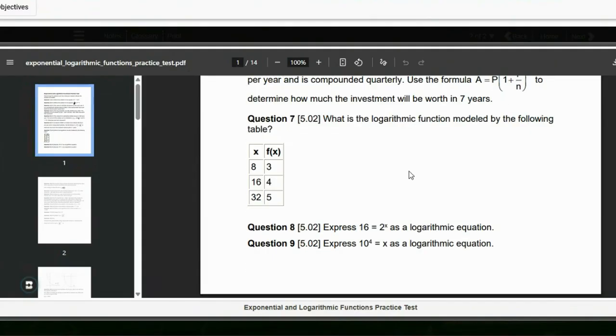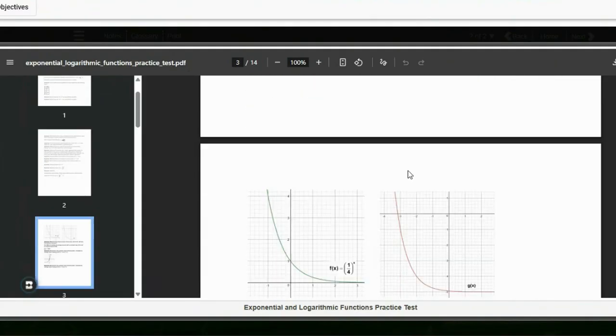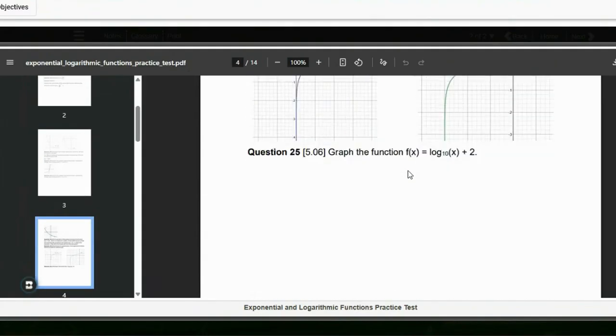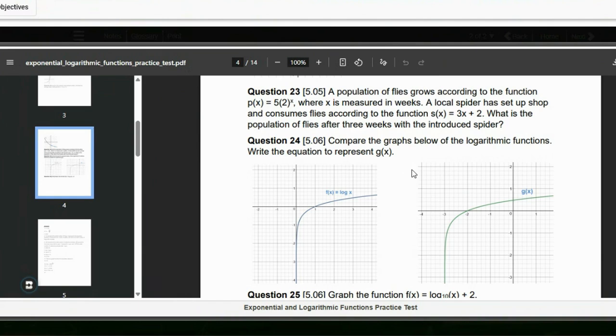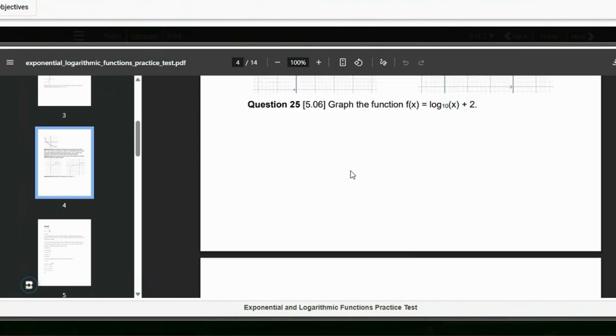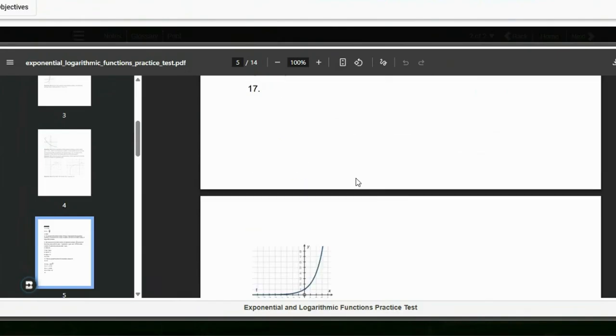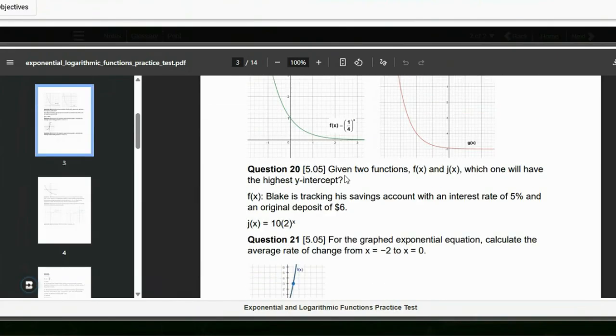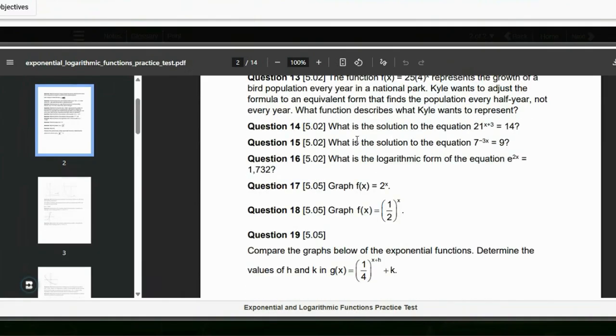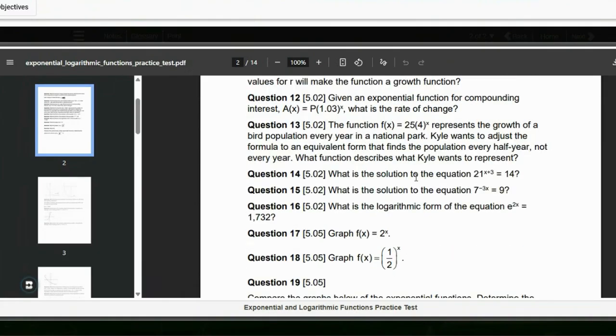See how many questions are on the practice test. 21, 22. Oh, yeah, there's 25. There's 25 questions. And then they give you the answers. Here's the answers down here. So you can work any of these problems if you're wanting some practice before you take the test. Just work them on paper. You can print this if you have the ability to print. You can hit the print button there and print this.